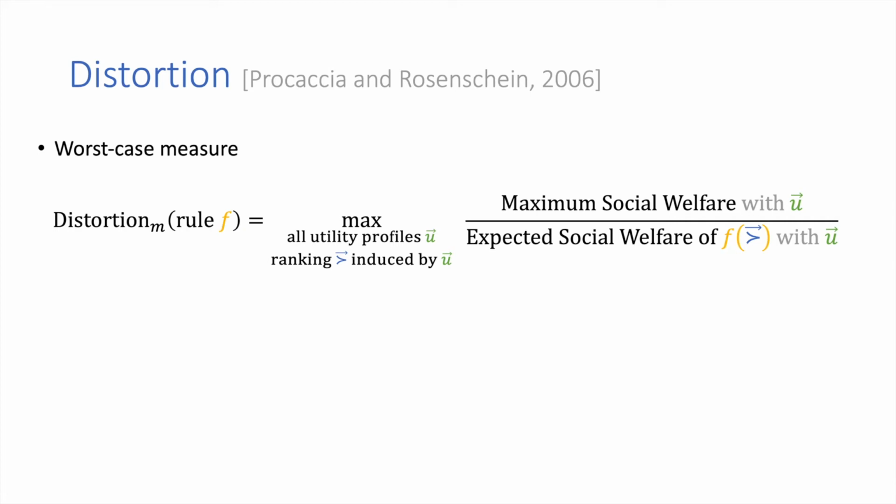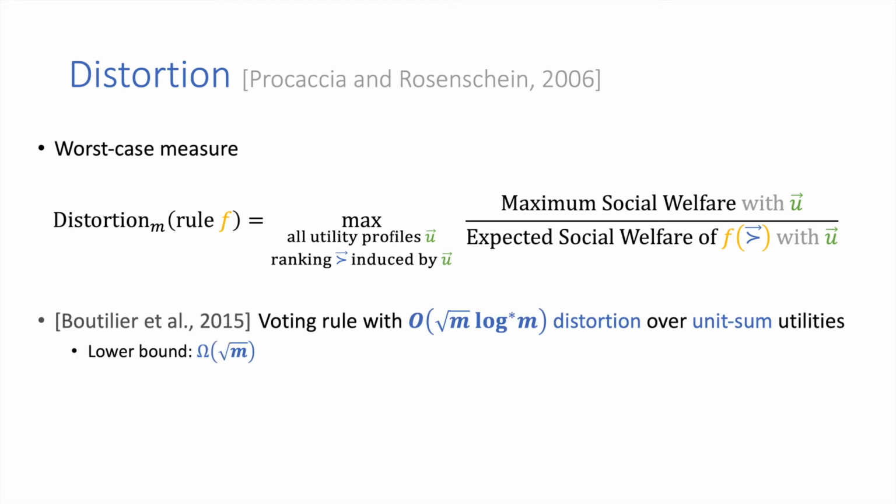ratio between the social welfare of the optimal outcome and the social welfare of the outcome selected by the rule. Boutilier et al. proposed a rule that achieves a distortion of square root m log star m, where m is the number of alternatives, and this works under the assumption that the utilities of each agent sum up to 1. They also showed a lower bound of square root m.